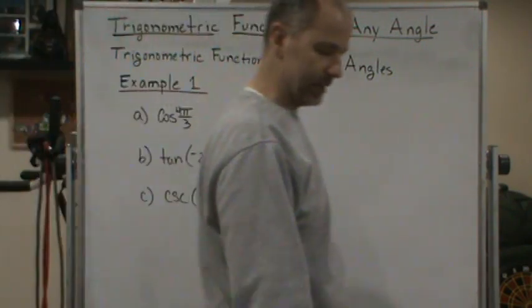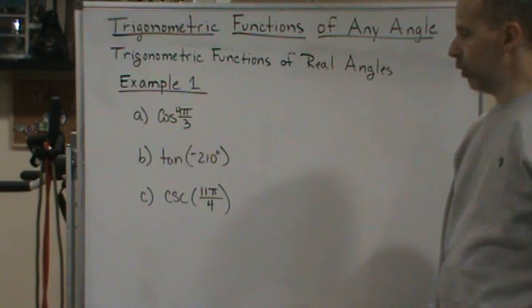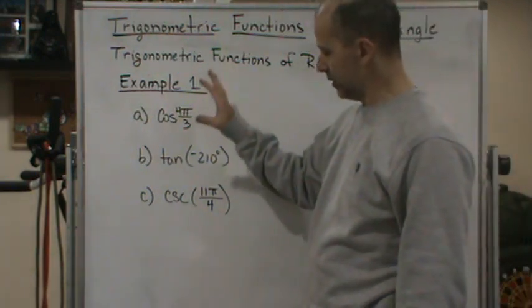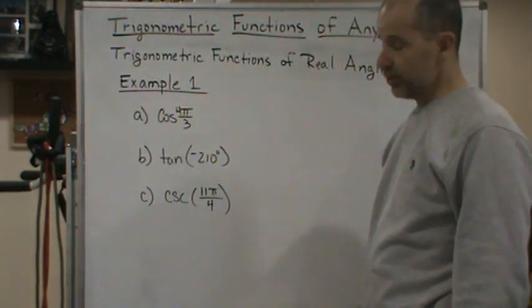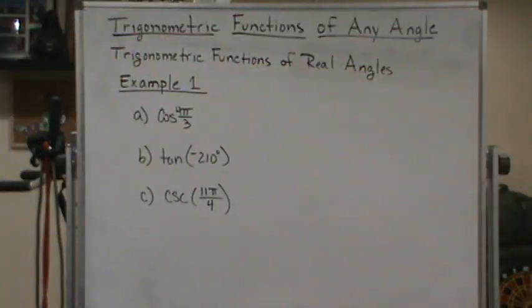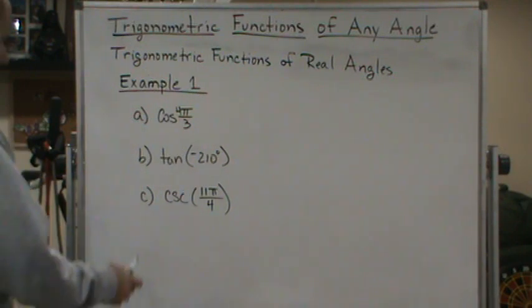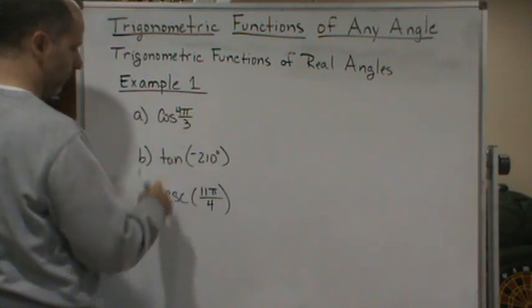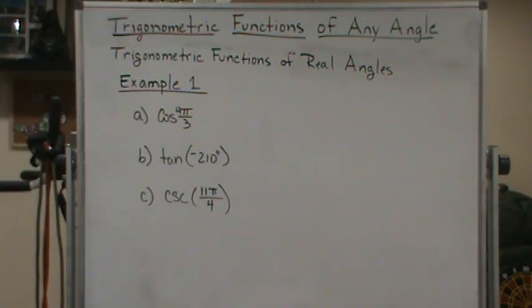Okay, now we're going to do an example, and for each one of these we're going to evaluate each one of these trigonometric functions using reference angles and what we've learned previously. Okay, so let's start with part A. Now in part A it says theta is 4 pi over 3. So 4 pi over 3 is in the third quadrant.